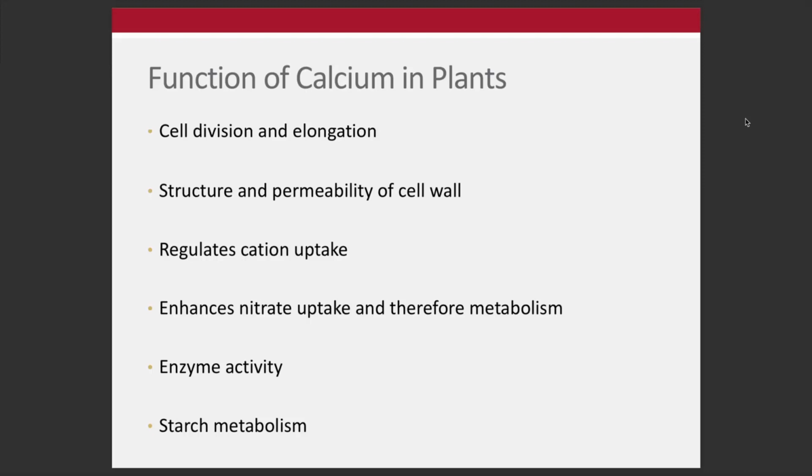They do serve different functions in terms of plants themselves, and there is some overlap in terms of a plant can use one or the other because they're both these divalent cations. They're two charged, 2 plus cations. So calcium is important in terms of cell division and elongation. We often think of calcium in terms of the role it plays for cell wall structure and permeability, regulates cation uptake, enzyme activities, starch metabolism. So like most nutrients, there's a number of different mechanisms or processes that they play.